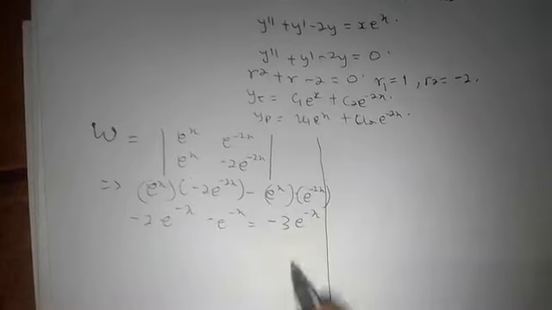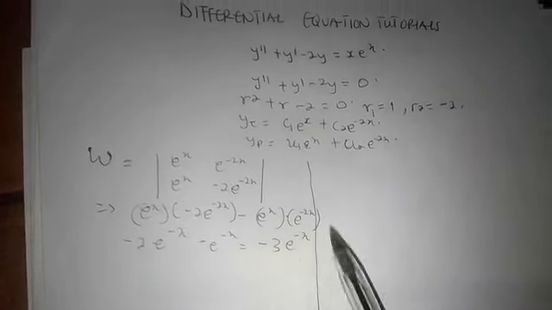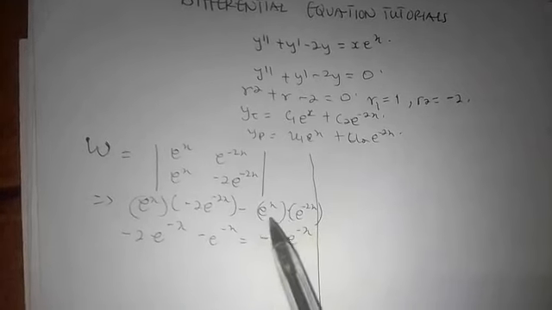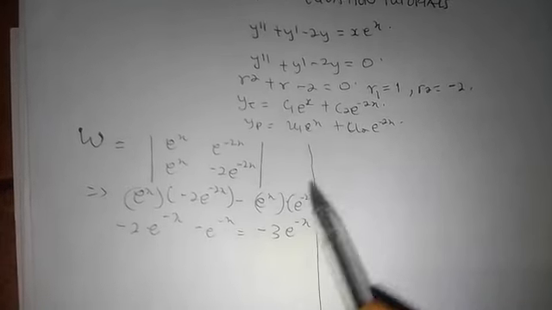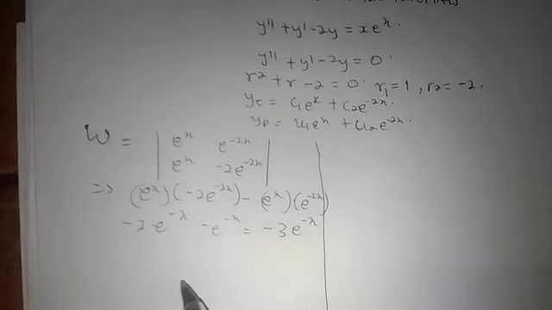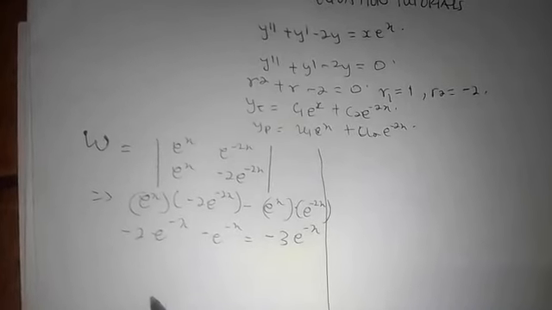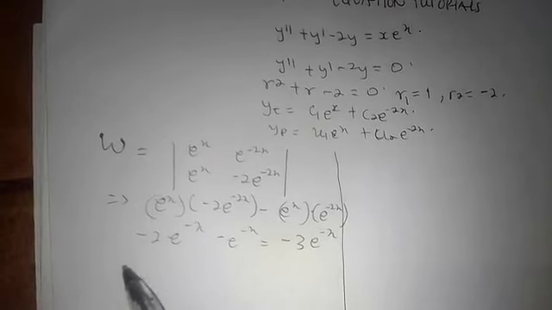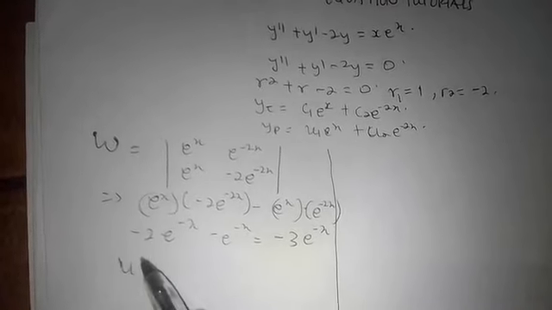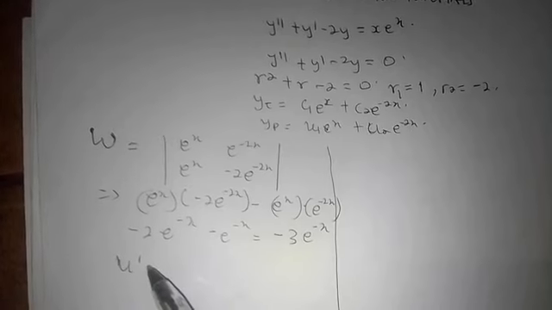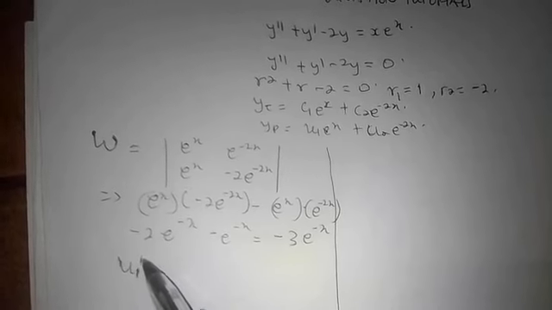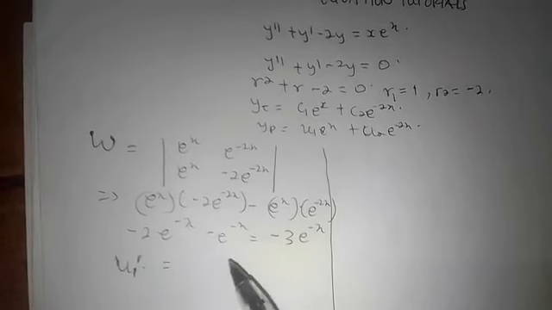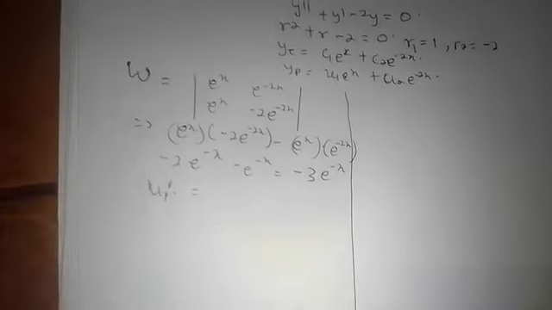Now, what do we do again? You know that whenever you find yp, you have to put it in the main equation and also find u1 and u2. You'll be left with a system of equations in which we use Cramer's rule to solve. So what do we do? We are going to get the u1 prime expression, but first of all, let me write the general system of equations here.